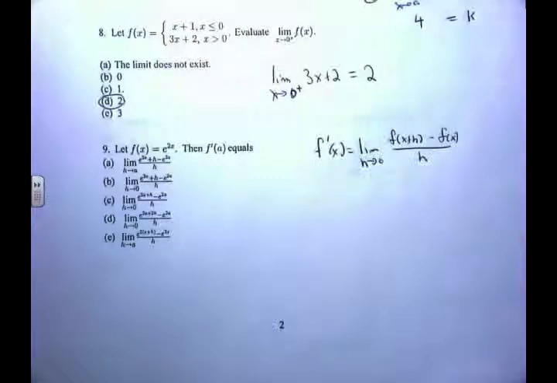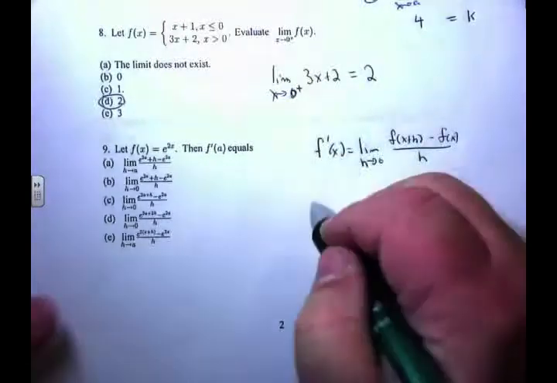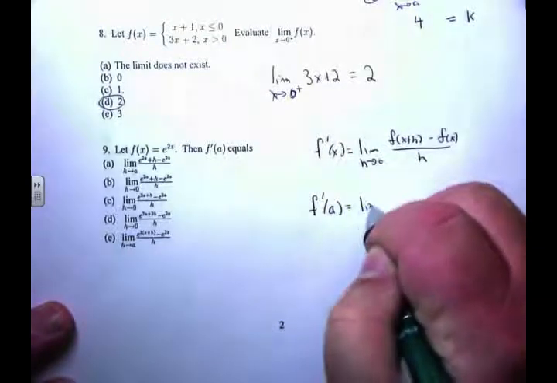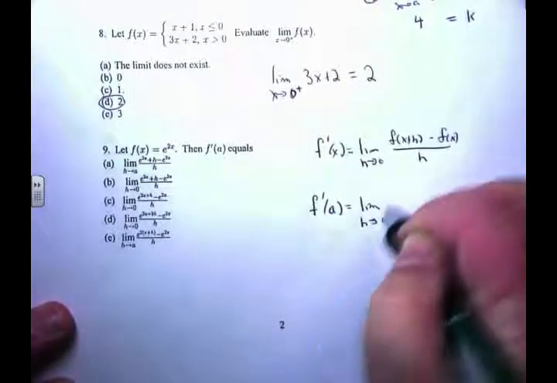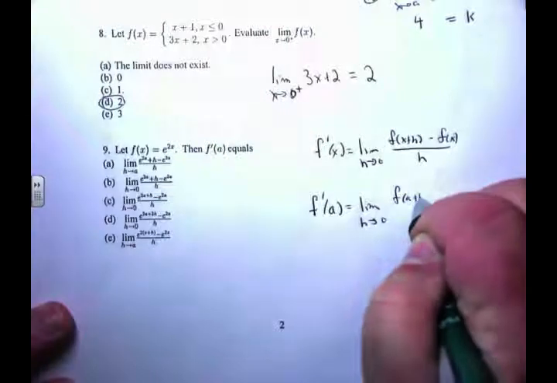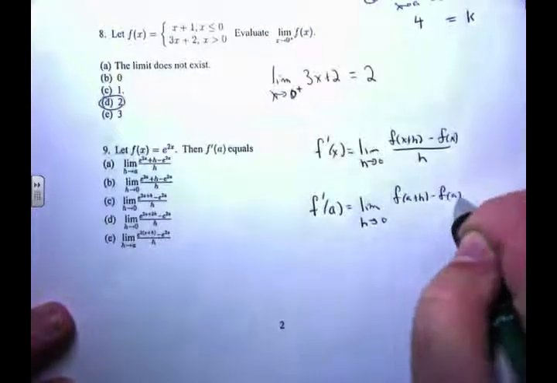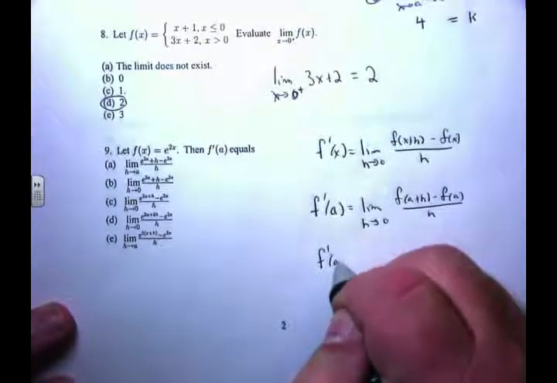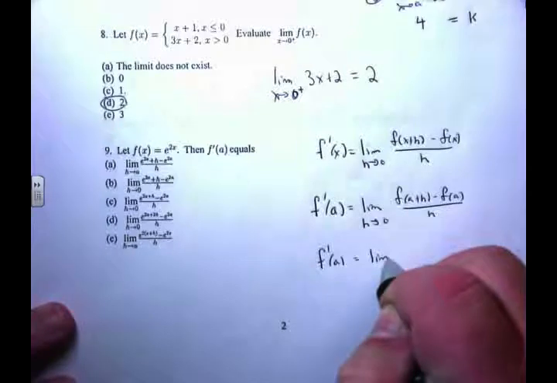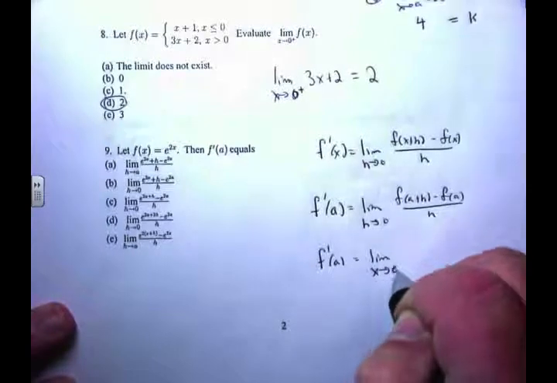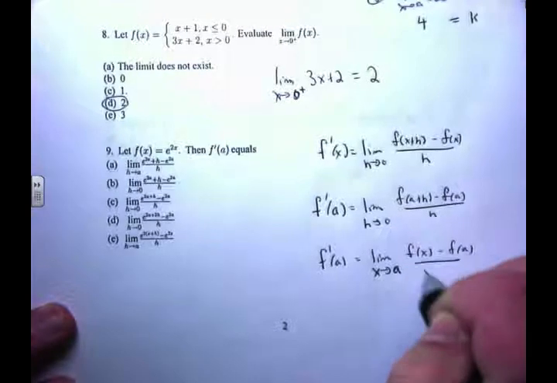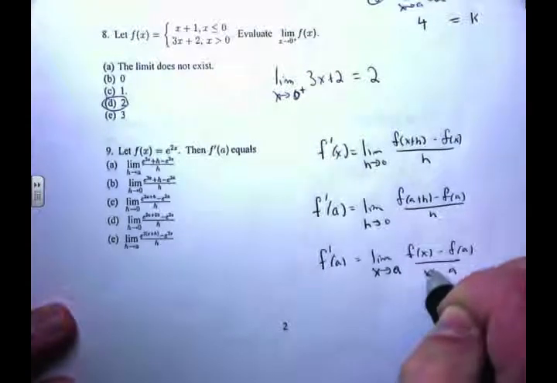There were two other types of definition of derivative. There was the definition of derivative evaluated at a point a. You would take the limit as h approaches 0 of f of a plus h minus f of a all over h. There was one third definition of derivative. It was also evaluated at point a. It was the limit as x approaches a of f of x minus f of a over x minus a.